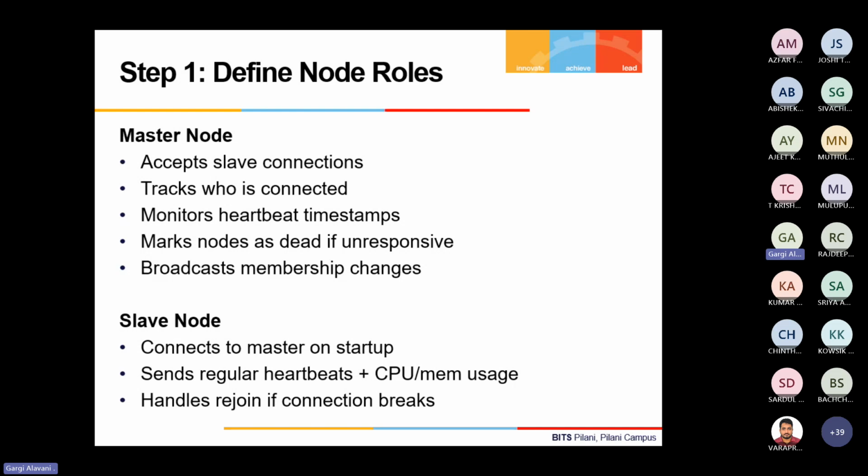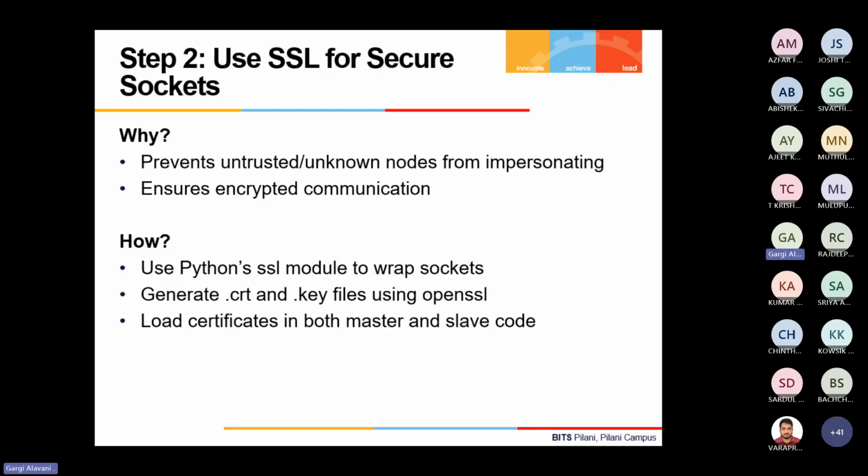The slave is the node which will connect to the master. It will send heartbeats regularly, and also it will send CPU and memory usage. And if the connection breaks between the slave and master, it has to request a rejoin.